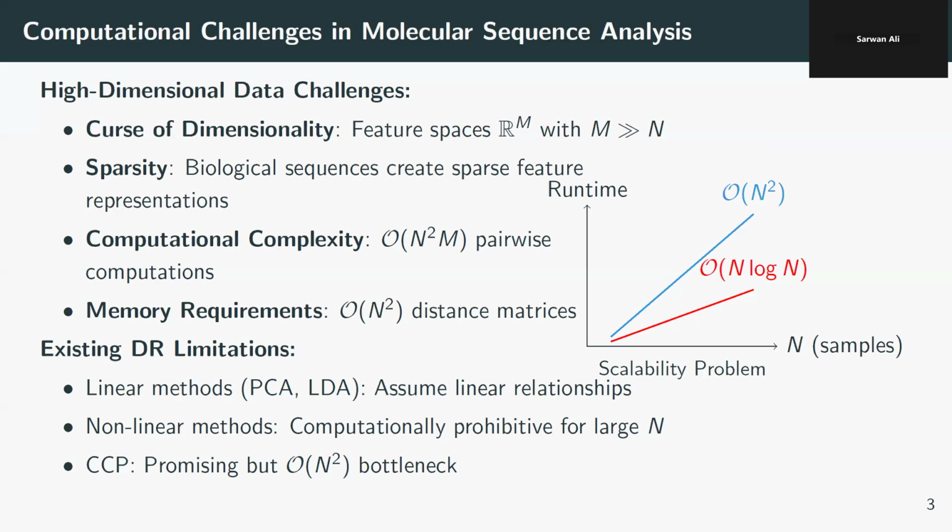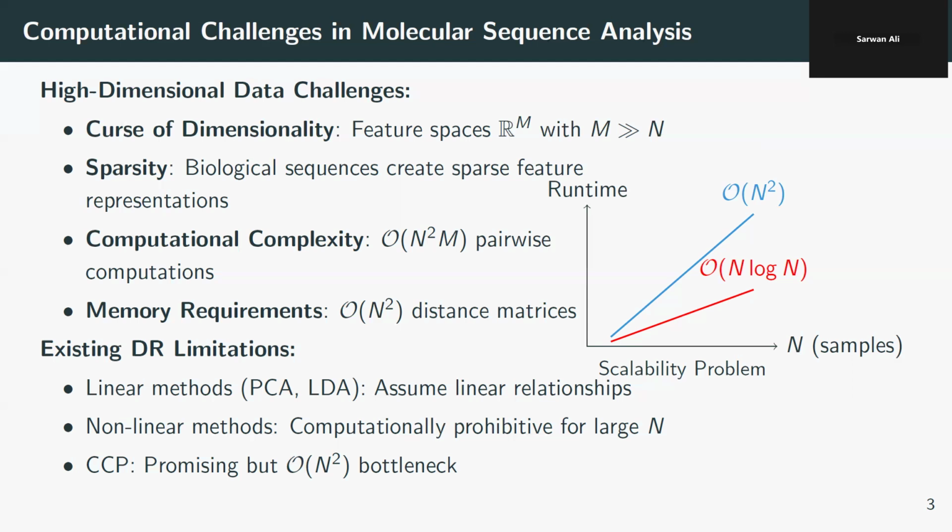So let's start with the fundamental challenge. When we are dealing with the molecular sequences, whether they are proteins, DNA, or RNA, we are essentially working in extremely high dimensional space. The curse of dimensionality hits us hard here. So we have feature space in R to the M, where M is the number of features, is often much larger than N, which is our number of samples. This creates sparse representations that are computationally expensive to work with.